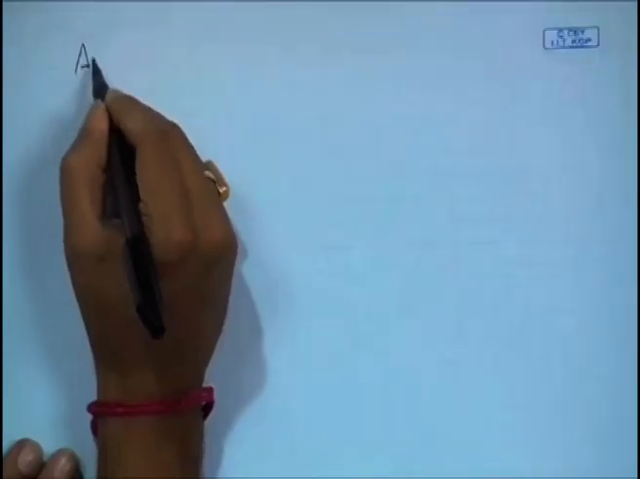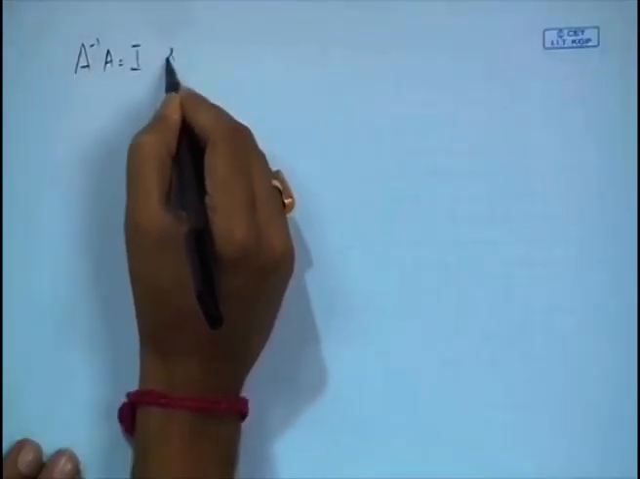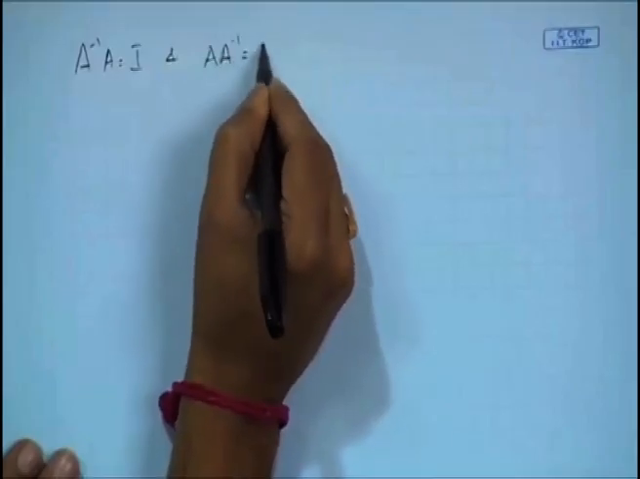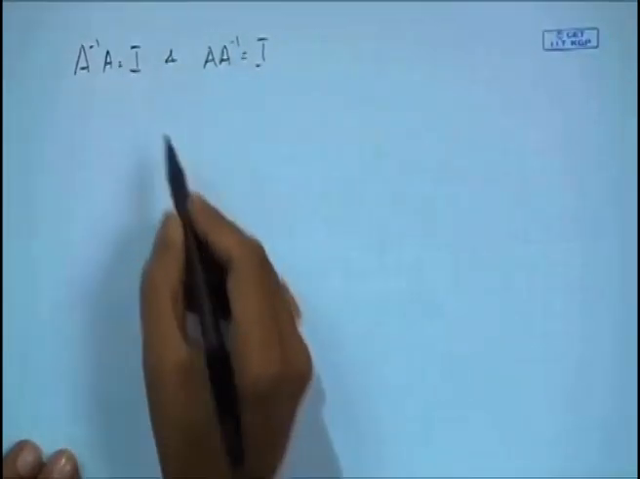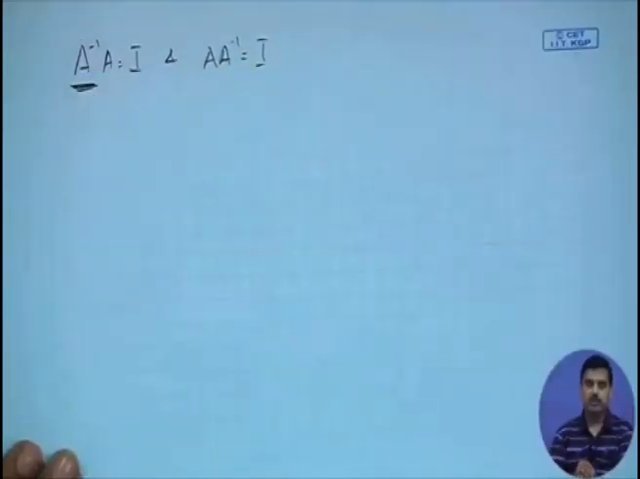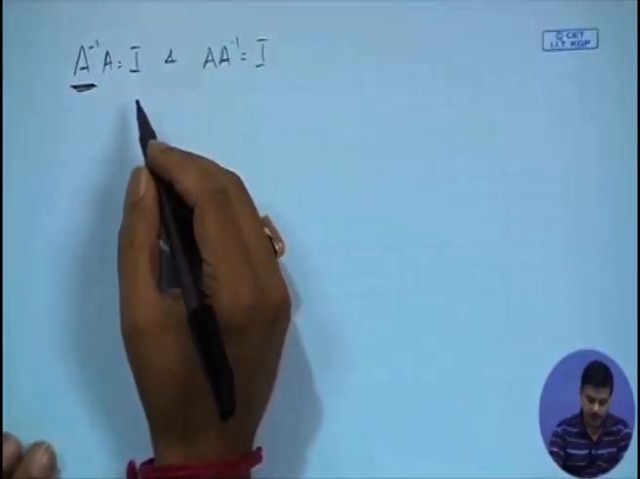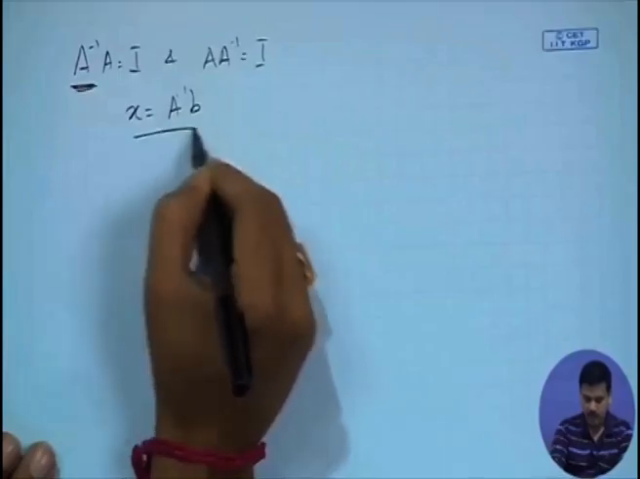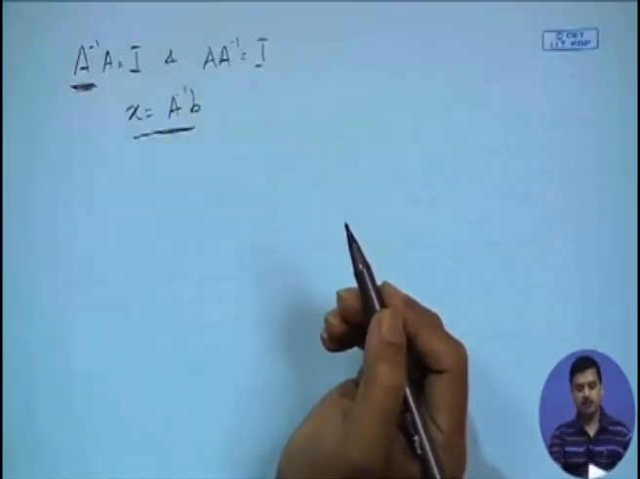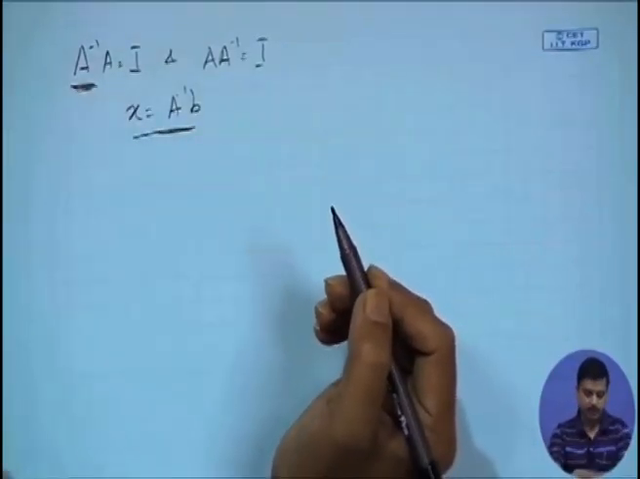If a matrix is invertible, of course we have said that A inverse A is equal to I, and A A inverse is also equal to the identity matrix, and the truth is there is only one inverse. It is unique. You don't have two different inverses for the same matrix, and therefore when I do X equals A inverse B, I get a single unique solution for the same.